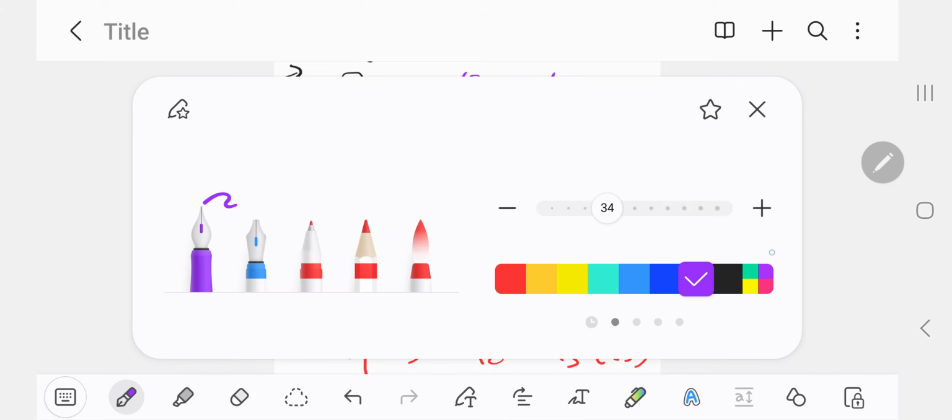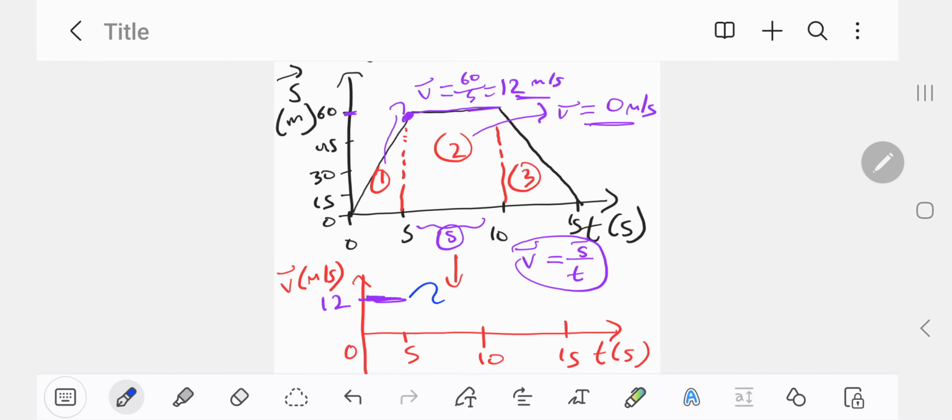So it drops down rapidly. Let me use a different color. Blue. From there, from 12 straight down to 0. So this is a step diagram. So after 12 meters per second, you come to a halt here for 5 seconds. So it goes straight down to 0. That's your velocity, 0, for 5 seconds.